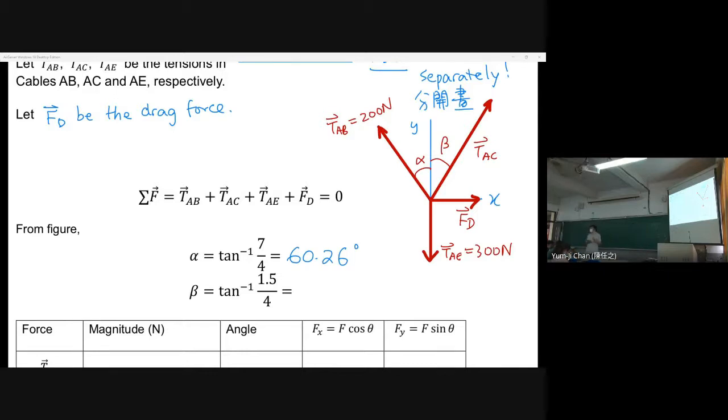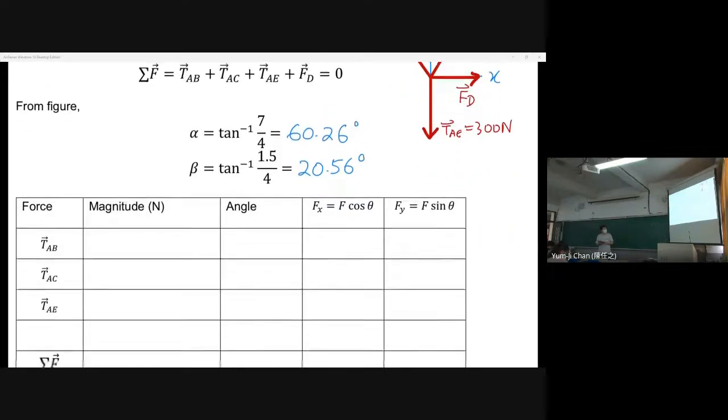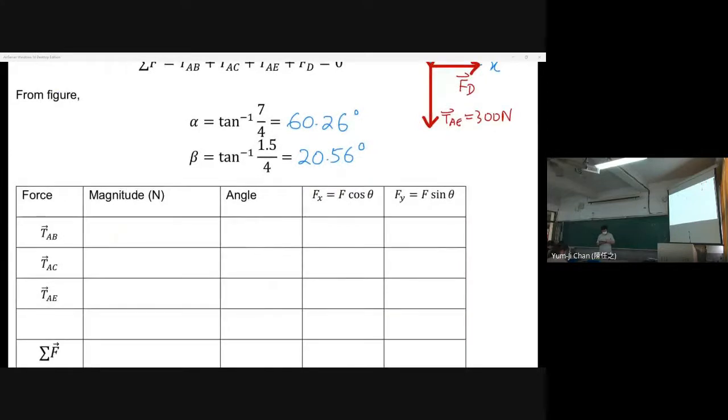Remember, in English we say the numerator first, and then we go to the denominator: 1.5/4. How much is 1.5/4? 20.56 degrees. The rest of it is straightforward.